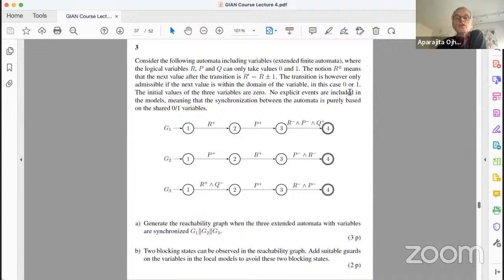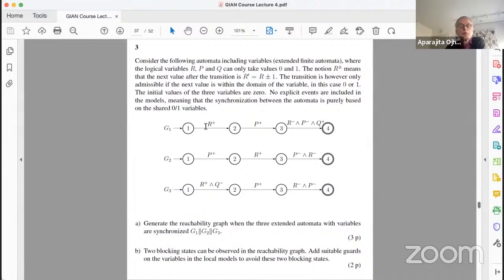Yeah, and in this case, all variables can only take 0 or 1. So you could say that the variables here could be considered as Booleans. Looking at this, one could immediately see that yes, here we have a problem, because this is a booking of R and P in reverse order.